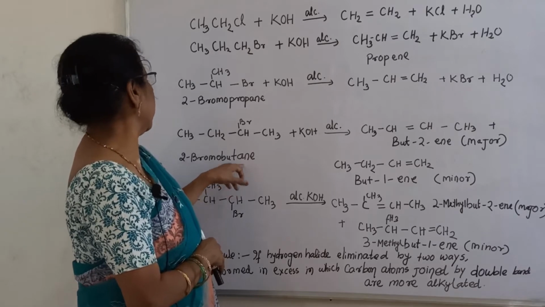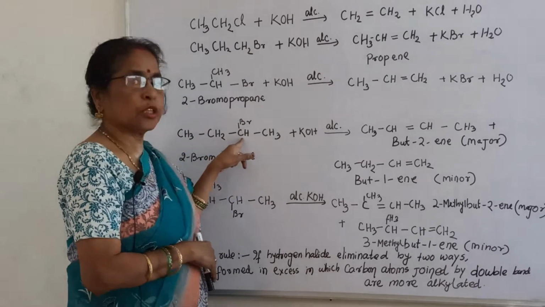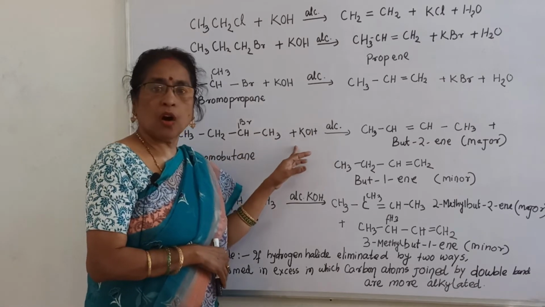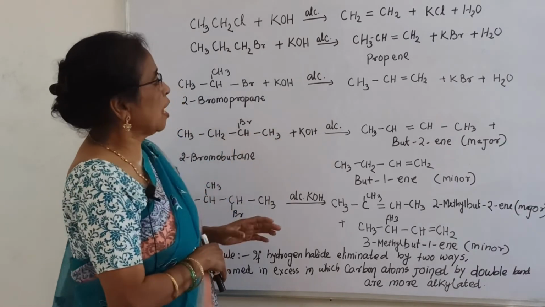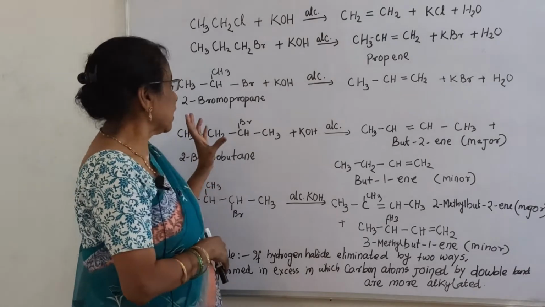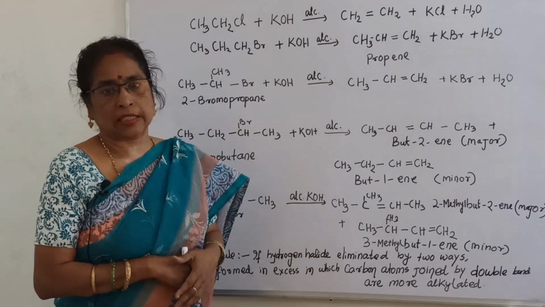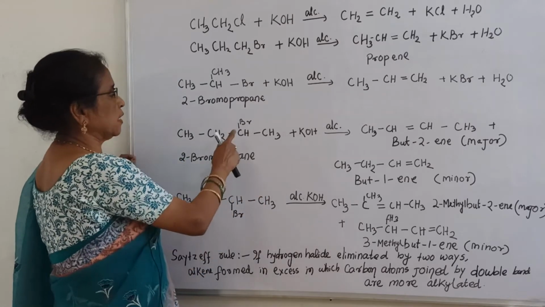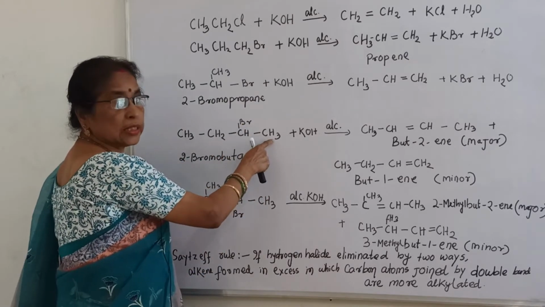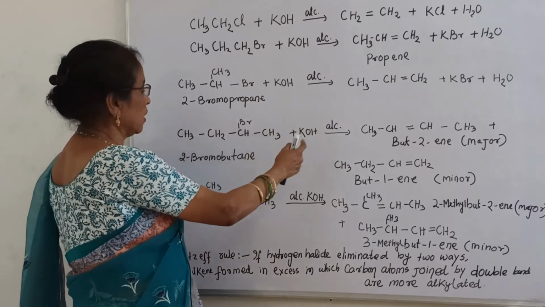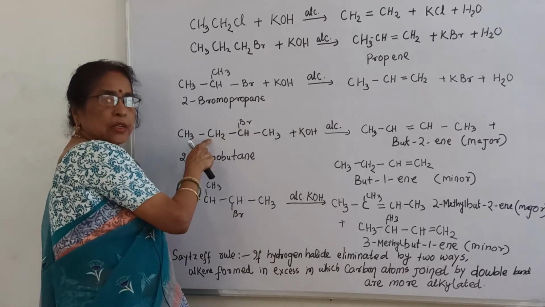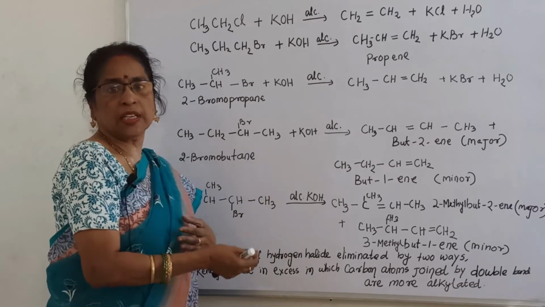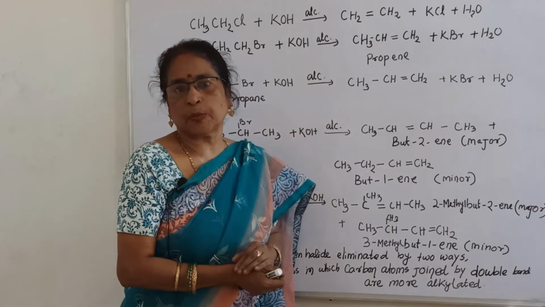2-bromobutane, what does that mean? Here in the 2 position there is a bromine, and when it reacts with alcoholic KOH, it gives 2 types of products. Why 2 types of products? Because there is a chance bromine reacts with this hydrogen, giving 1 product, or bromine reacts with this hydrogen, giving another product. So there should be 2 products.